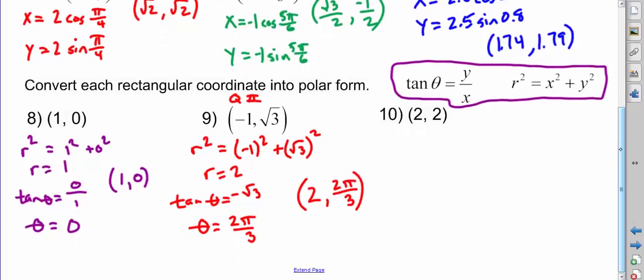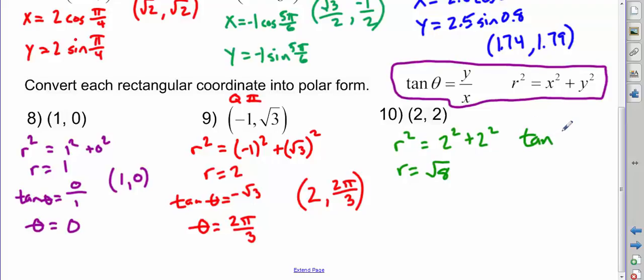All right, so let's look at this one, 2 and 2. Now, if you're really thinking about this one, you might be able to figure it out without having to go through some of the calculations I do. Think about where 2 and 2 ends up. Which quadrant and where? All right, so let's start with this. The radius squared would be 2 squared plus 2 squared. So the radius here would be exactly the square root of 8.